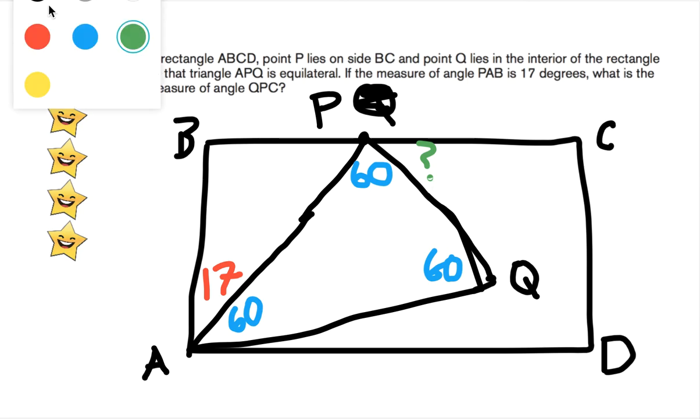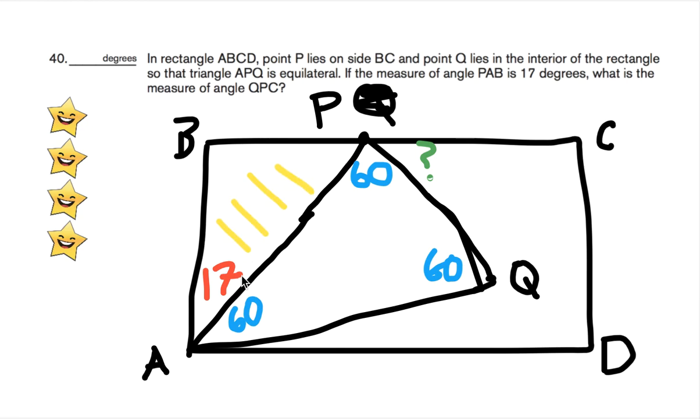Well, if I focus on this triangle right here, triangle ABP, I can find this top right angle in the triangle because it's a rectangle, so this angle is 90 degrees. 90 plus 17 is 107. The three angles in a triangle have to add to 180. So this triangle right here, this angle right here is going to be 73.